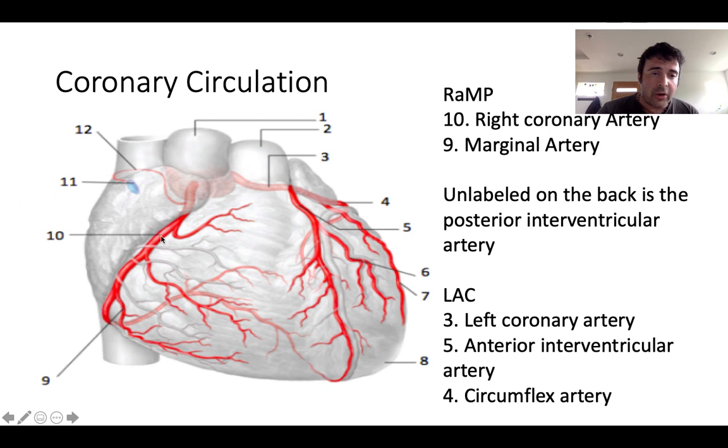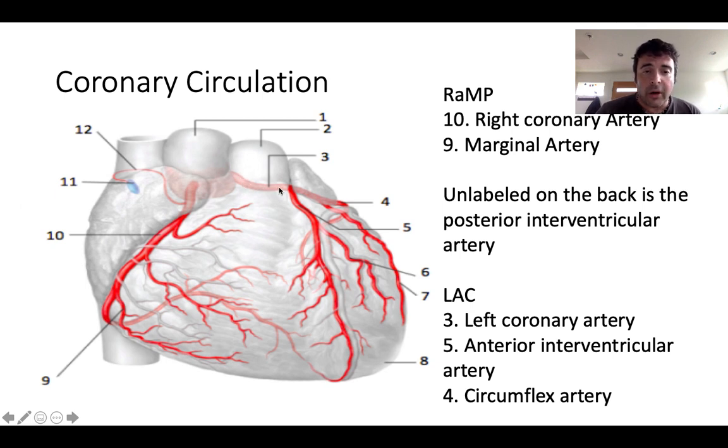The right coronary artery provides blood to the right portions of the heart and the anterior wall of the right ventricle, as does the marginal artery. And that ultimately loops around and leads to the posterior interventricular artery, which provides the blood to the walls of both the right and the left ventricle posteriorly on the heart.